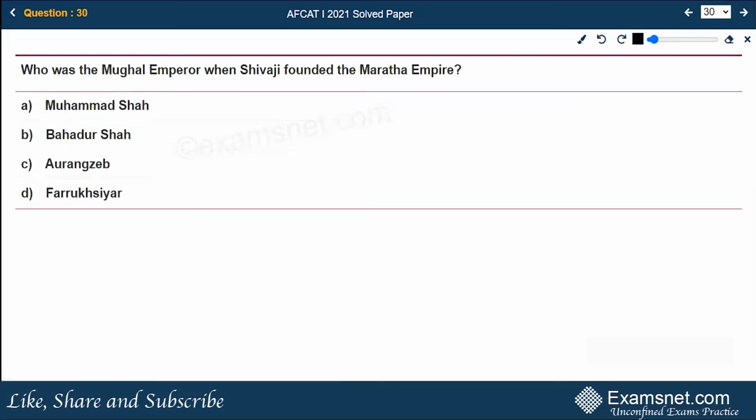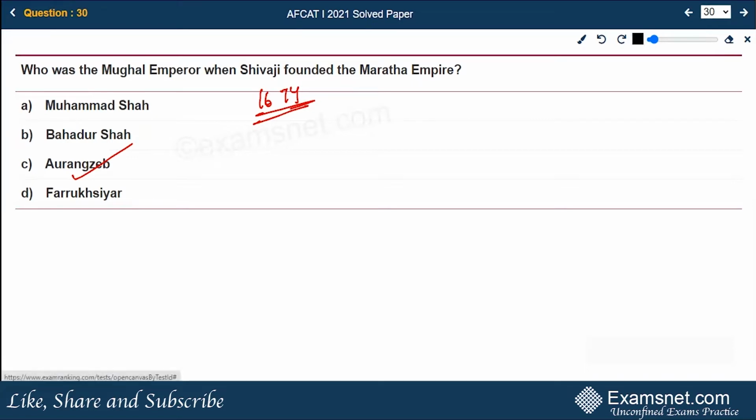Next, question number 30. Who was the Mughal emperor when Shivaji founded the Maratha Empire? Was it Muhammad Shah, or Bahadur Shah, or Aurangzeb, or Farrukhsiyar? So Aurangzeb is the correct answer. Maratha Empire was founded in the year 1674 by Chhatrapati Shivaji Maharaj. At that time, Aurangzeb was the Mughal emperor. The active hostility between the two ultimately became a cause for the collapse of Mughal Empire.